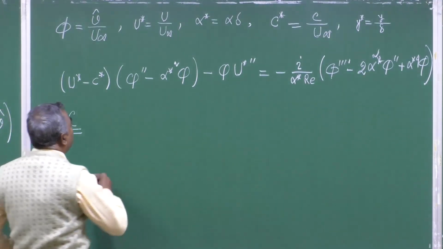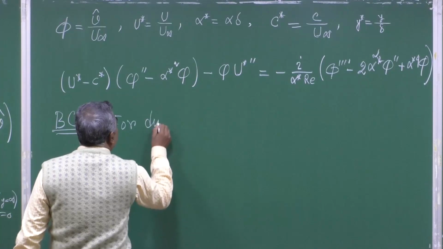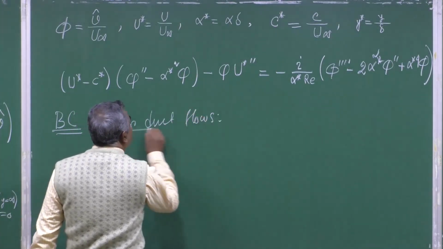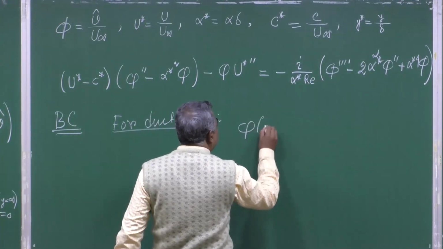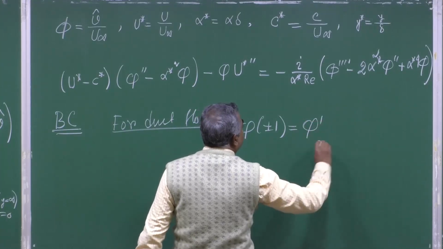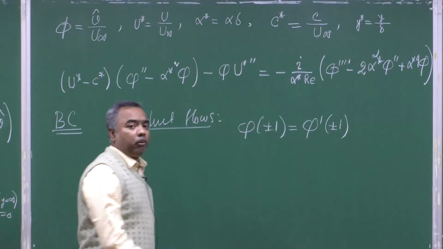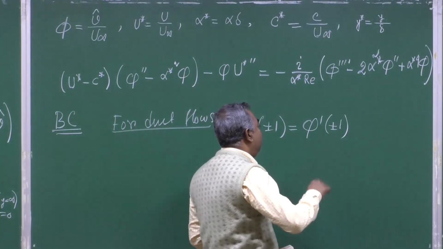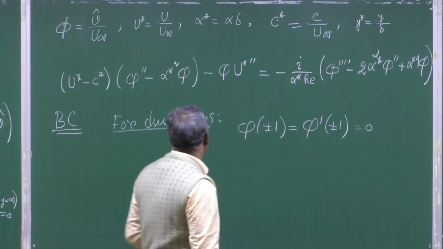So, the boundary condition is similar for duct flows. Scaled with the appropriate scale for duct flows, you can consider phi at plus minus 1 as well as phi prime at plus minus 1, if you consider your length scale as h or half height of the duct. This is going to be 0.